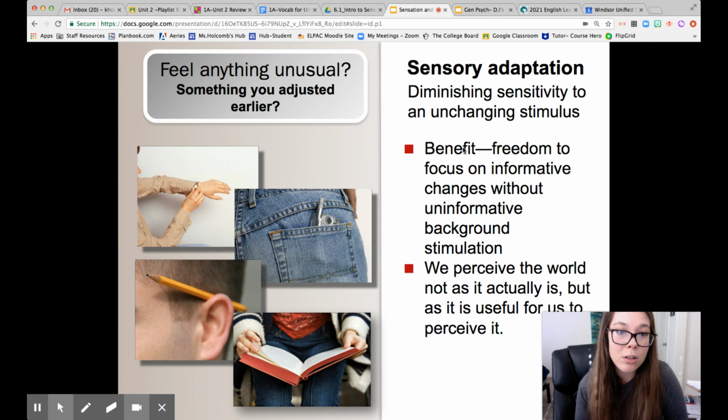We perceive the world not as it actually is, but as it's useful for us to perceive it. So the way we perceive the world is biased by our own experiences, right?